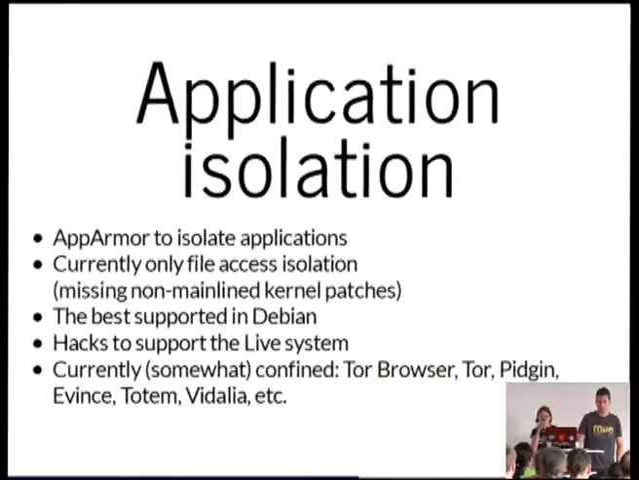For the moment, we are providing isolation with AppArmor for several tools in Tails. For example, the Tor Browser and Tor, which have the biggest attack surface. We really try to do a good job protecting them, though only for file access at this moment. But we are also providing isolation for Pidgin, Claws, Totem, Vidalia, and others.